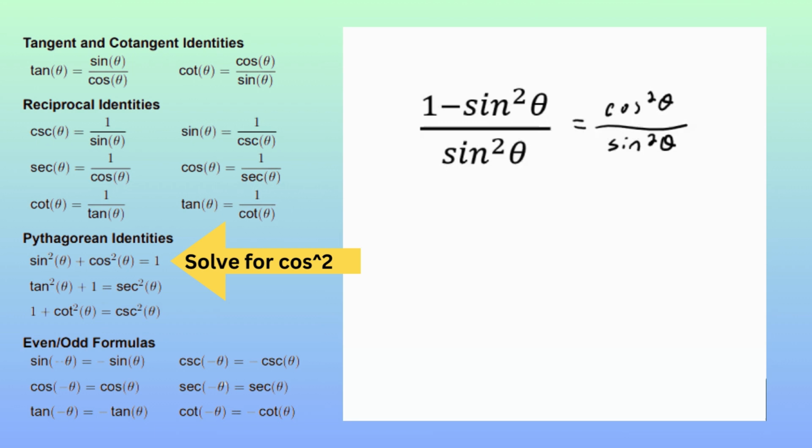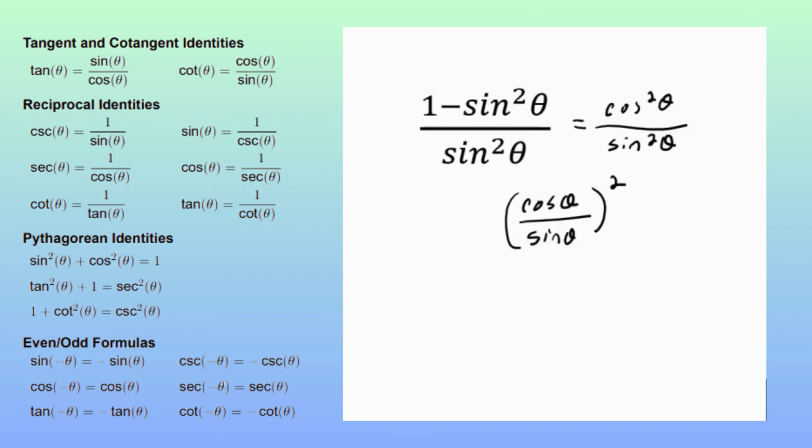And we know from the cotangent identity that the cosine theta over the sine theta, we're going to square that. That's the same thing as the quantity squared. And we know cosine theta over sine theta is equal to cotangent squared theta. And we would stop at that point right there.